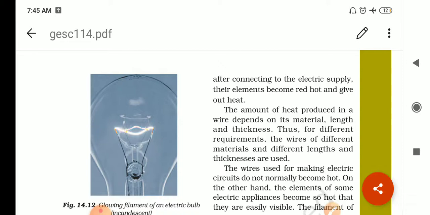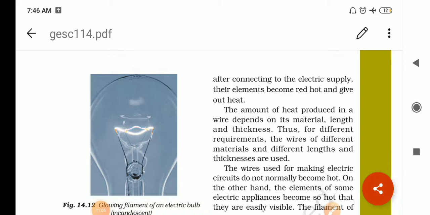Okay. And this filament which is in the bulb is somehow different from the one in the heater and the iron. It is a little different from those. How?